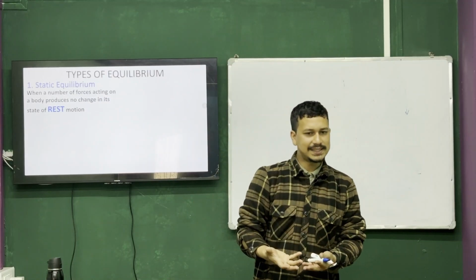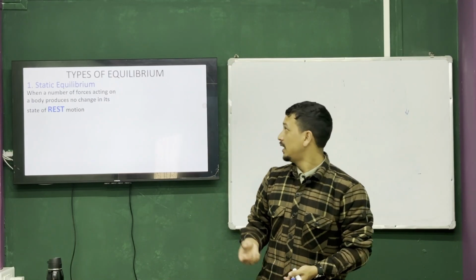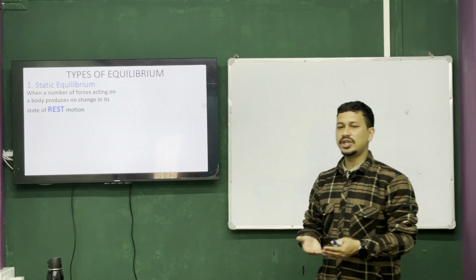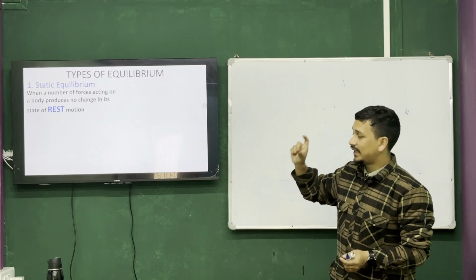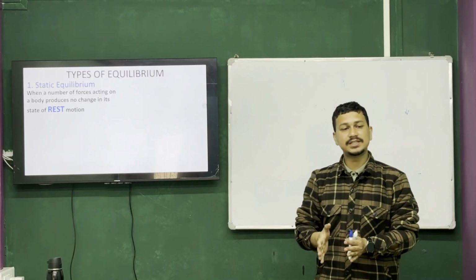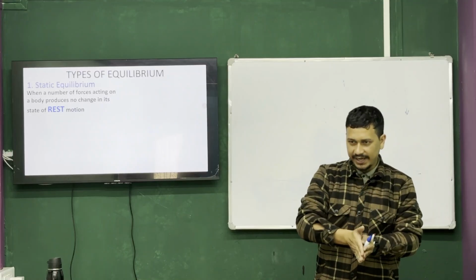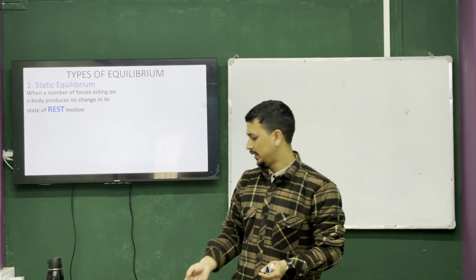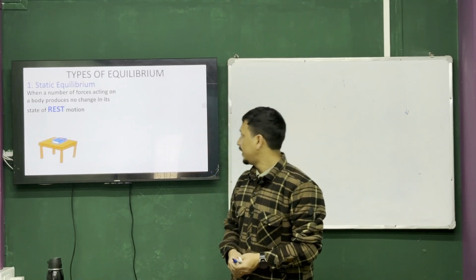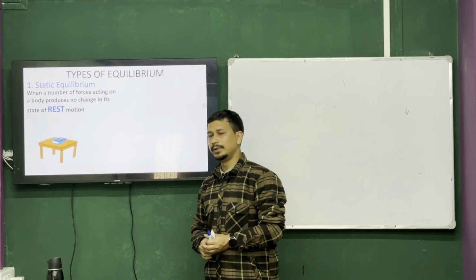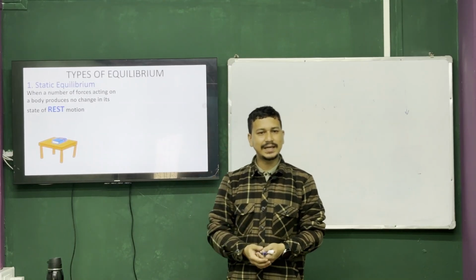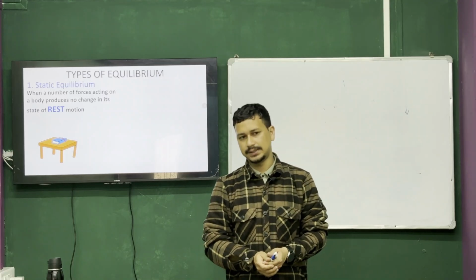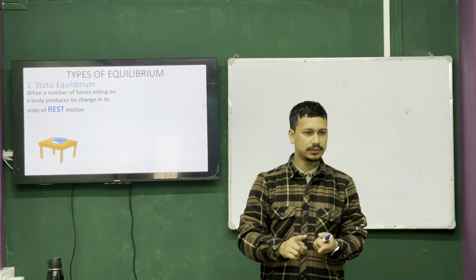When a number of forces act on a body, producing no change in the state of rest, that means the body must be in the state of rest, then that is known as static equilibrium. Let's understand this with an example. Imagine this is your book on the table. Is there any force acting on the book? Yes. What are the forces?